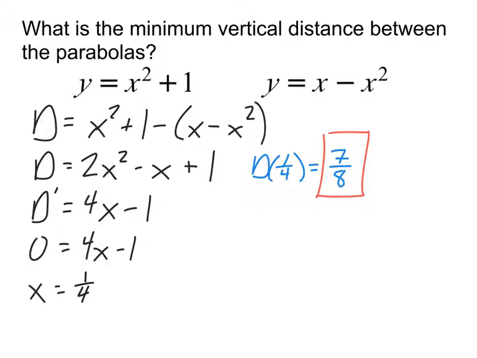Those two parabolas reach a minimum vertical distance between them of 7/8. And again, this is a vertical distance only. We aren't worrying about diagonal distances or anything like that, which is fortunate because that would make it a bit trickier.